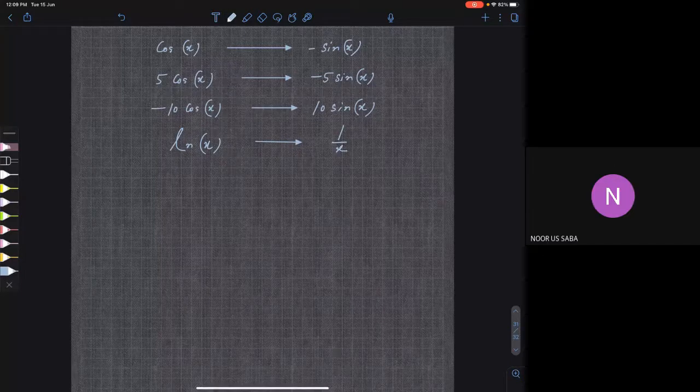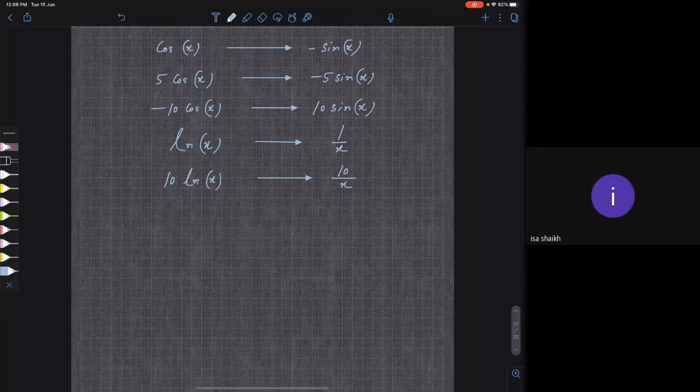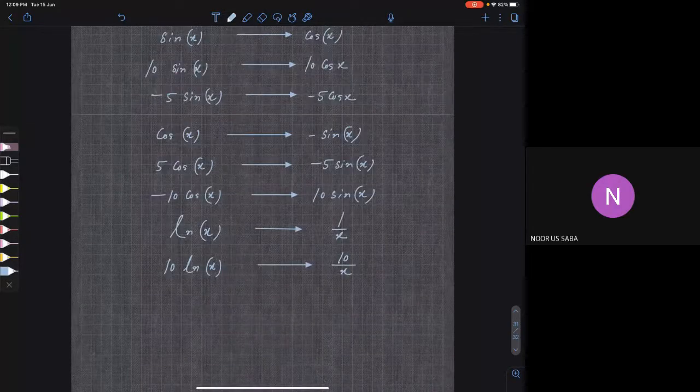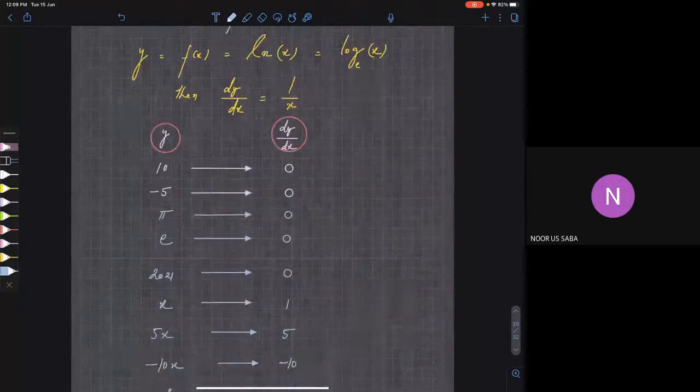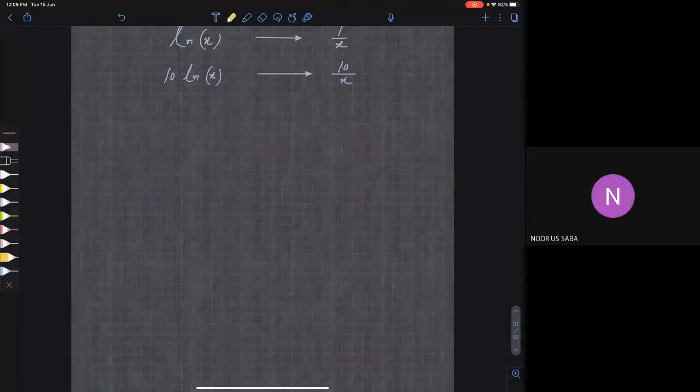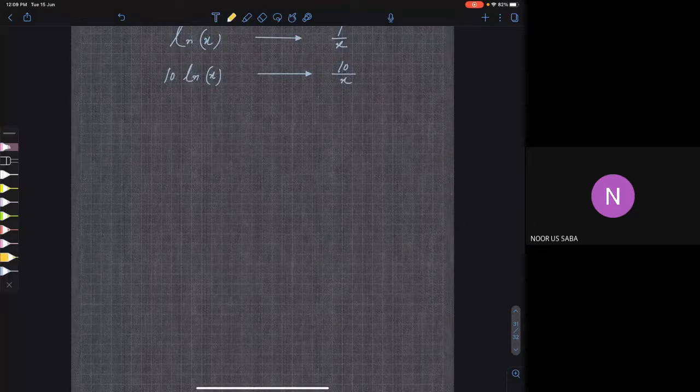What is the derivative of 10 natural log of x? So 10 by x. Okay, fine. So we got some idea about how to take the derivatives here. Clear? Yes, sir. Now I'll give you some questions. I'll just give you one example and then I'll ask you questions.